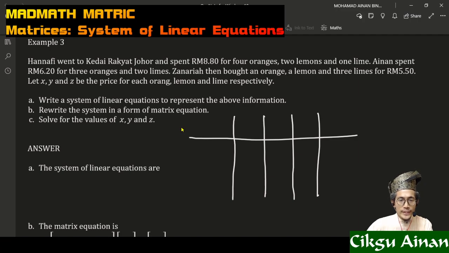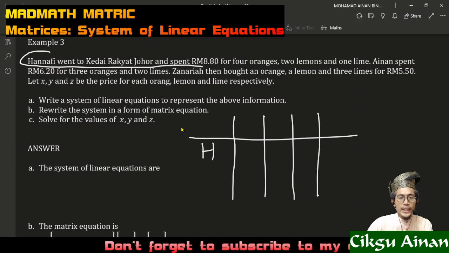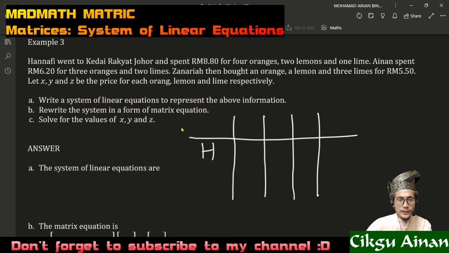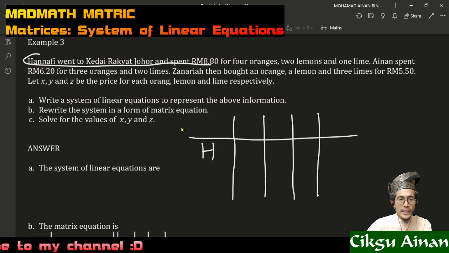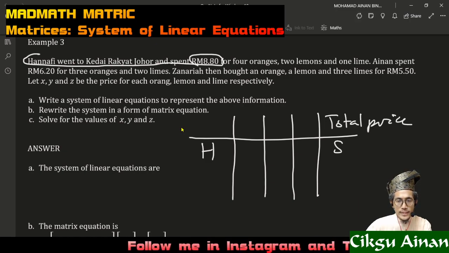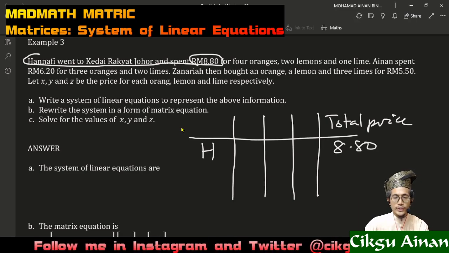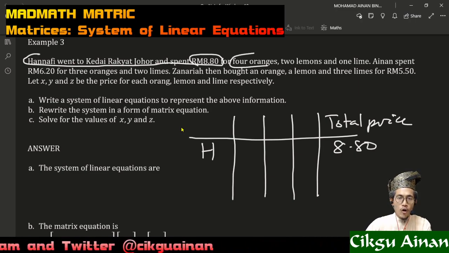No problem. Over here we put the first story. The first story is talking about Hanafi. So Hanafi is over here. I put H only, the short form. We know already. Now, Hanafi went to Kedai Raya Johor and spent how many? RM8.80. We can put the total price over here. The total price is RM8.80. If you didn't write the RM also can, no problem. What did Hanafi buy? Hanafi bought 4 oranges.